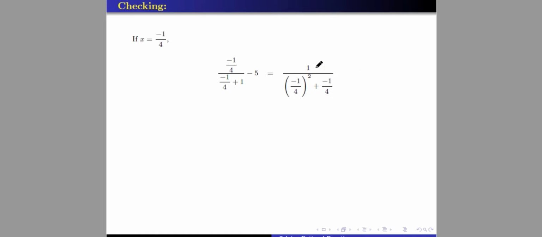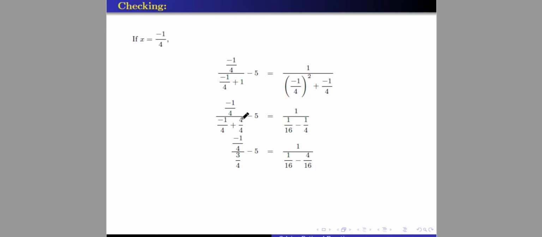So we have this substitution part. And then take note that 1 can be written as 4 over 4. And of course, this one, this is the square of negative 1/4. This is 1 over 16.